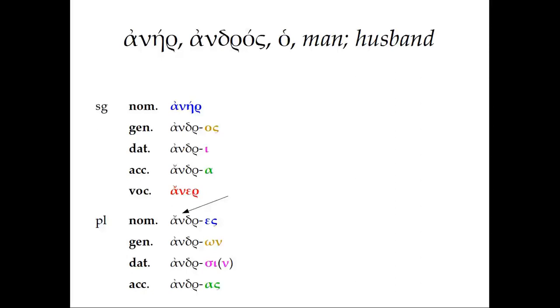Next, we're going to see an irregularity in the dative plural, and this is something we're going to see with all 4 of the nouns we're going to look at today. We're going to see an alpha creep in there. Otherwise, it would be very difficult to pronounce. We would have 3 consonants in a row. We see this alpha creep in to get andrasin in the dative plural. And finally, in the accusative plural, same thing as in the accusative singular and nominative plural, we get that strange accentuation. These are the forms for anēr, andros, ho, man, or also husband.